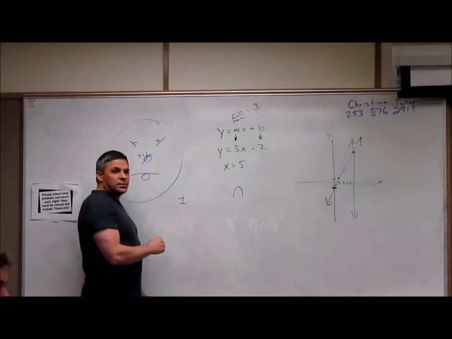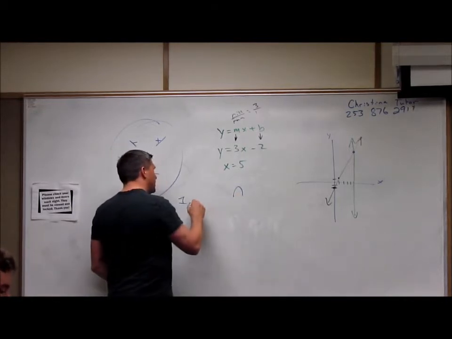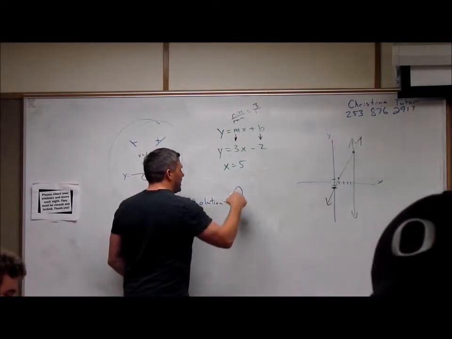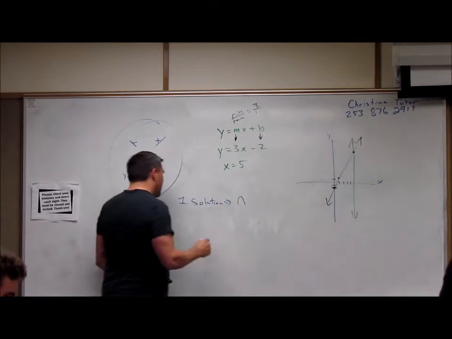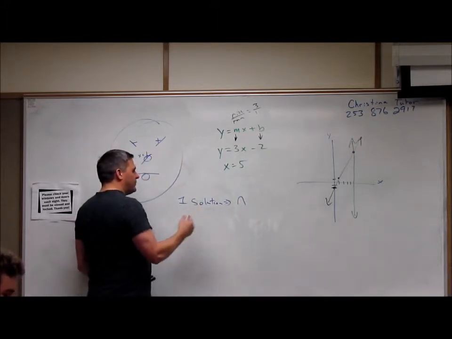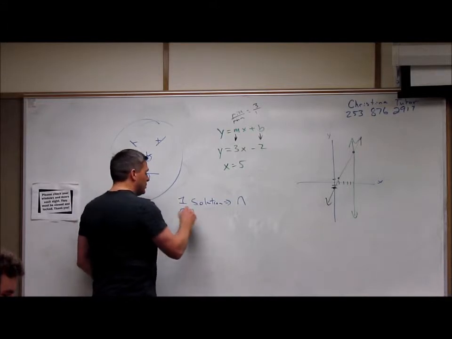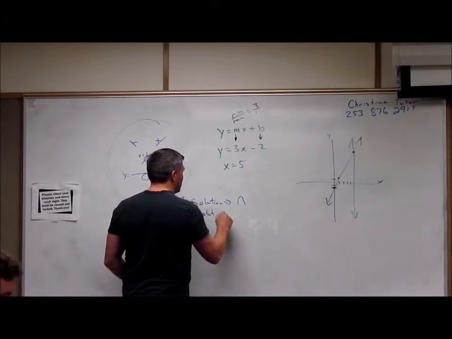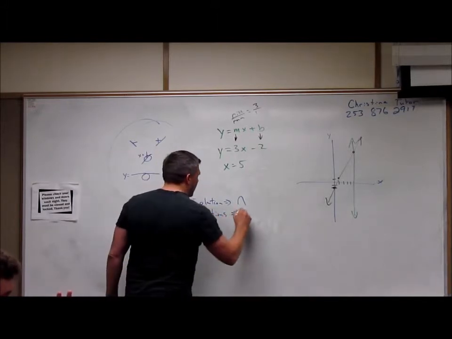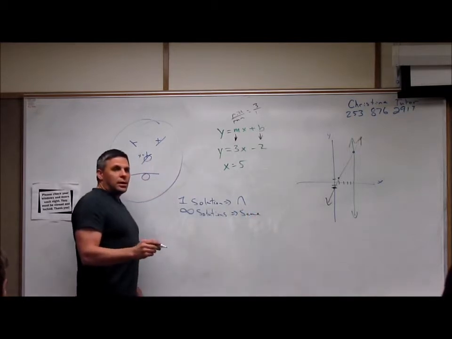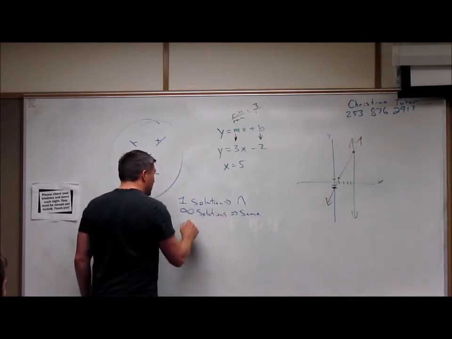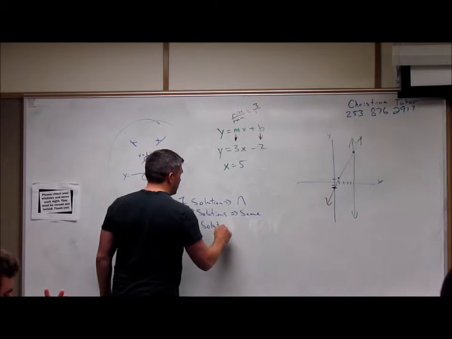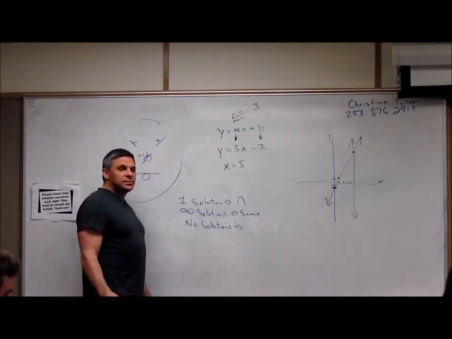You have one intersection. Okay, one solution implies that they intersect. Okay? If they cross infinitely, infinite solutions, that implies that they are the same line. And if they cross not at all, or no solutions, what would that imply? Inconsistent.